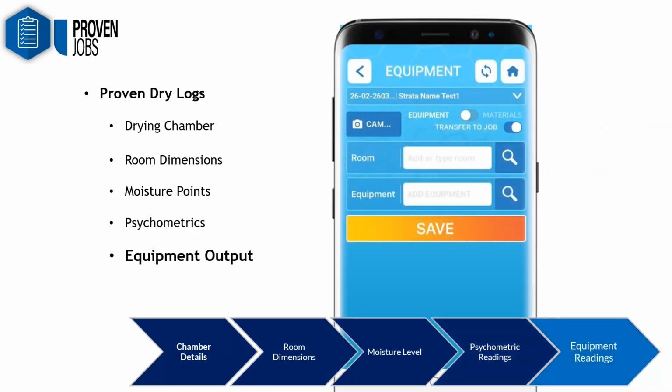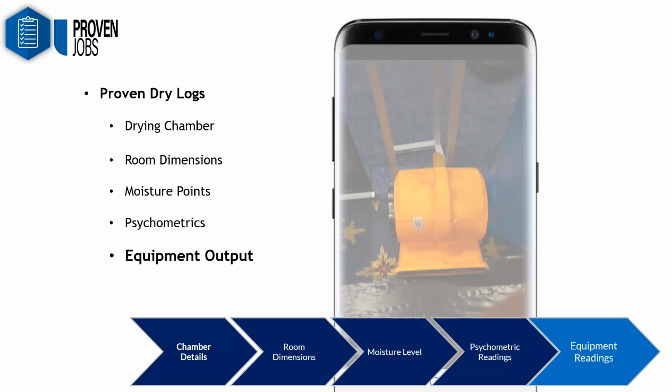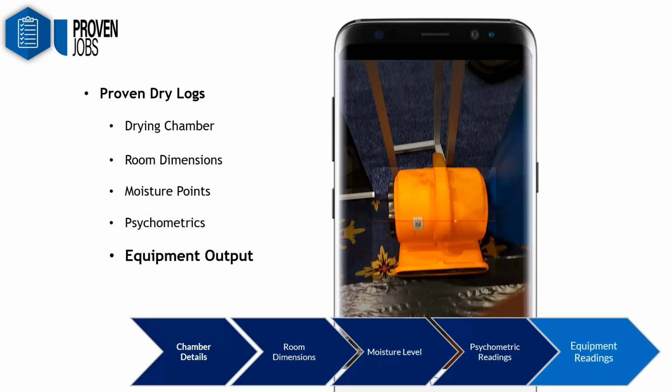Equipment output readings document whether the equipment is operating and producing the expected results, and we can review those within the chamber details, etc. There are multiple ways to assign equipment to a job, either from equipment transfer, manually applying it from a pick list, or from equipment scanning. In this demonstration, we're going to scan it from the DryLogs screen by utilizing our camera functionality.